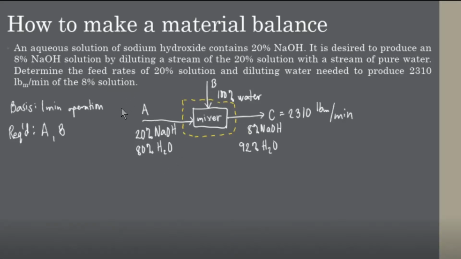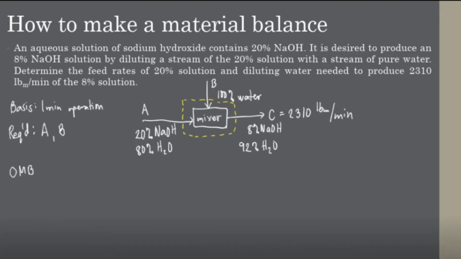Remember that A represents the flow rate of the 20% sodium hydroxide solution, while B represents the flow rate of the pure water stream. And we just want to determine their feed rates or simply the flow rates in which they are going into the mixer. Now let's perform the OMB. OMB stands for an overall material balance or overall mass balance. This OMB is a simple equation that simply states input is equal to output. That is our law of conservation of mass for non-reactive steady-state processes. So let's just determine what streams are going in and what streams are going out, and they should be equal.